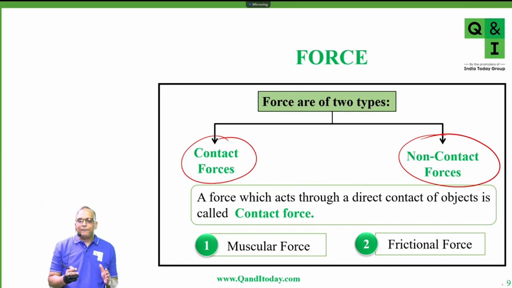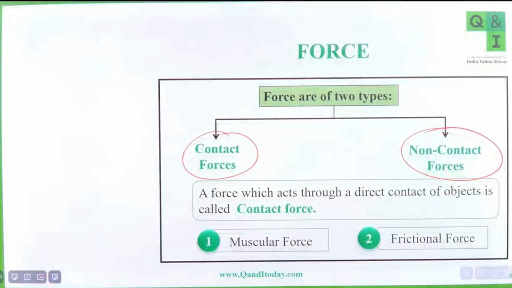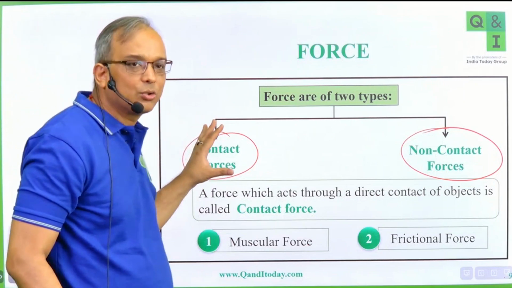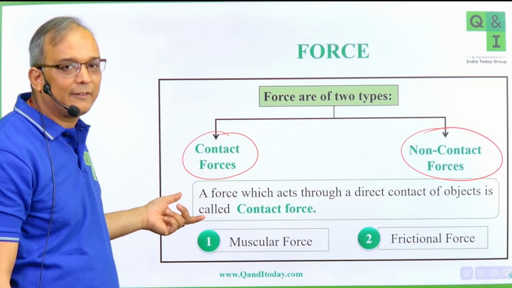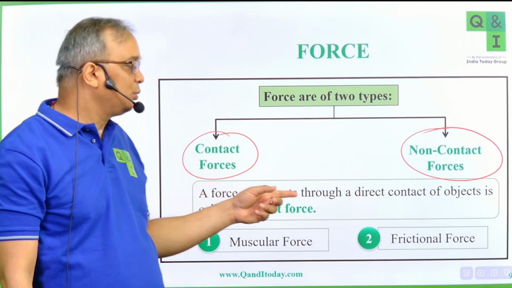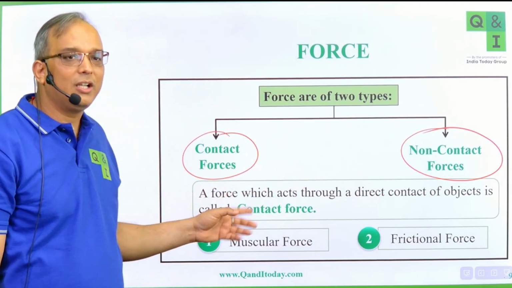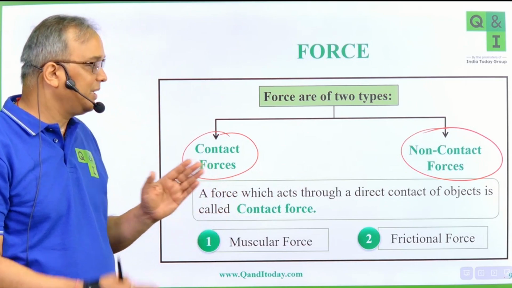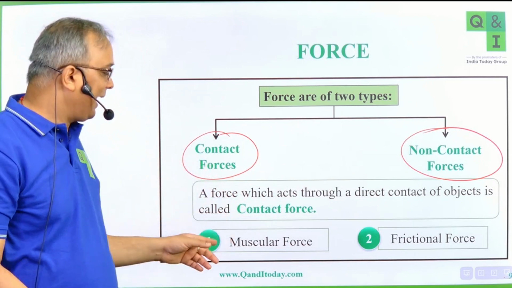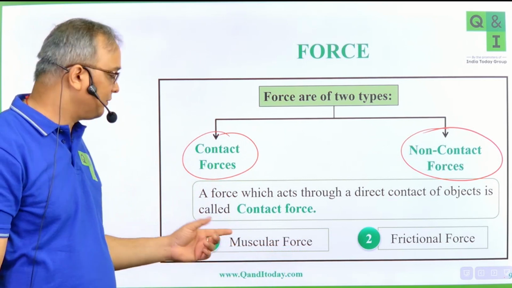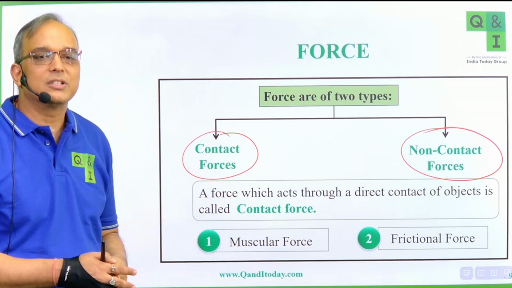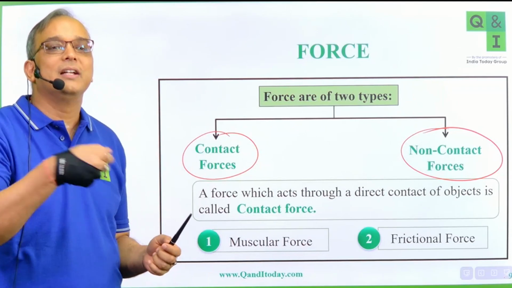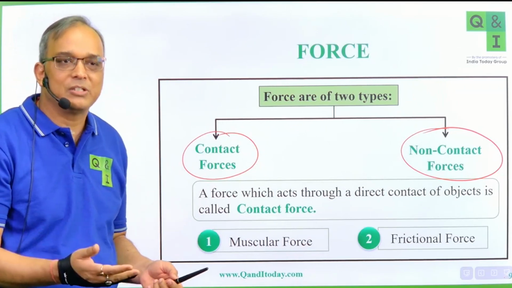So first of all, you need to write there are two types of forces, right? One is contact force and the other is non-contact force. Now, the definition of contact force is a force which acts through a direct contact of objects. There has to be a contact between the objects. And there are two examples of contact force. One is muscular force and the other is frictional force. In muscular force, any kind of push, pull, or lifting which you are doing are all examples of muscular force.